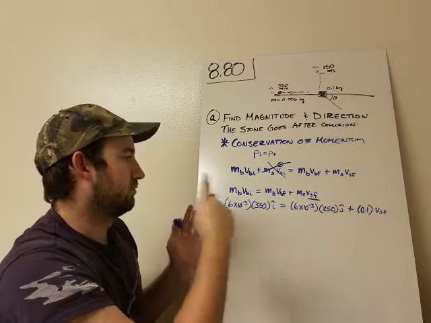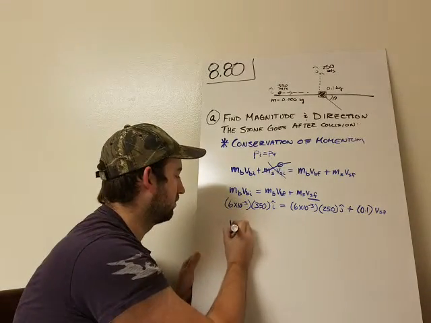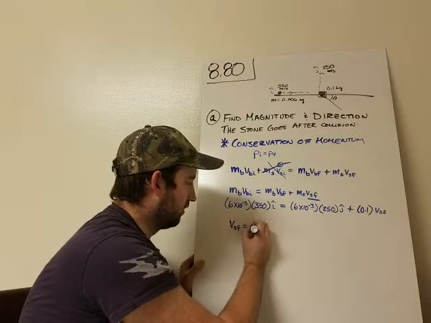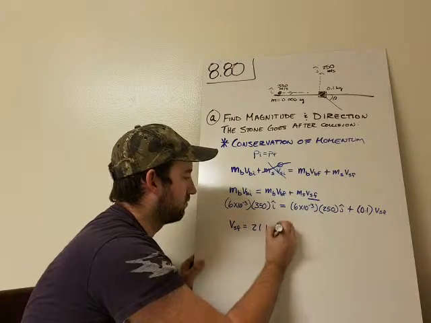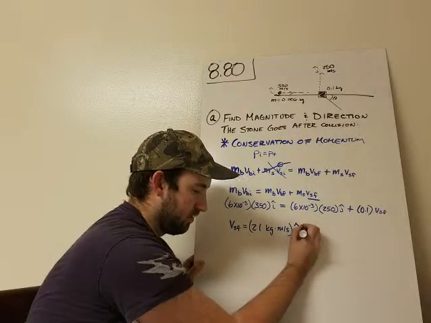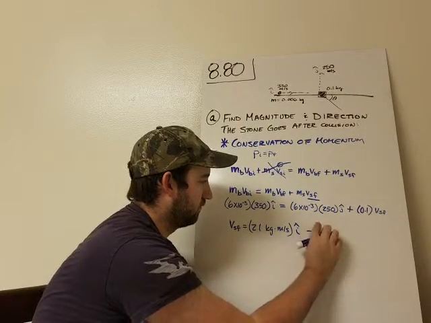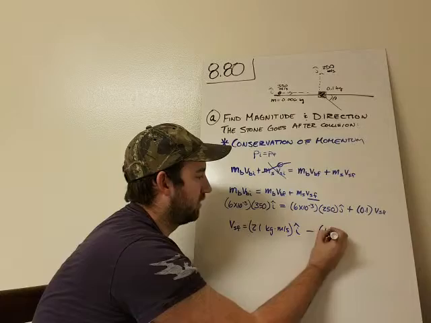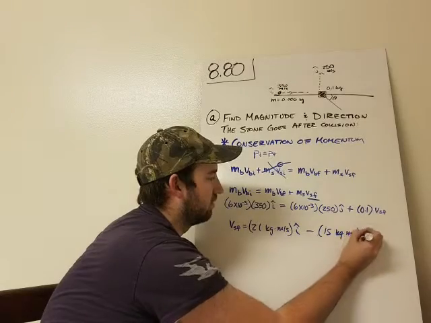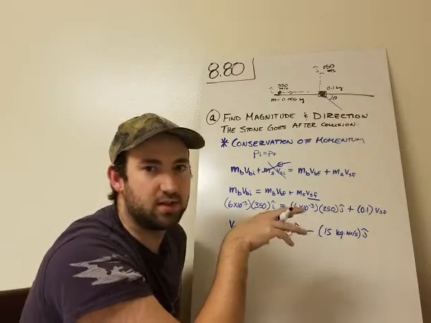So from here we can solve for v_sf, and we end up getting that it's going to equal 21 kilogram meters per second i minus 15 kilogram meters per second j. So here's what we end up with for our final velocity of the stone.